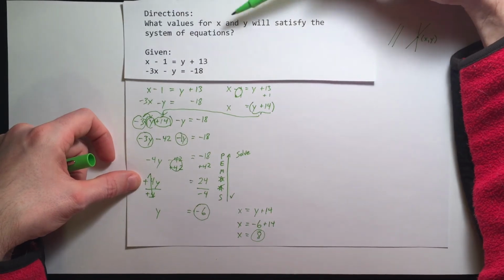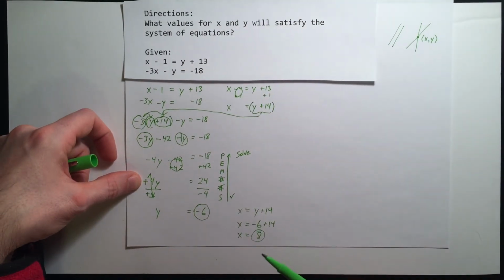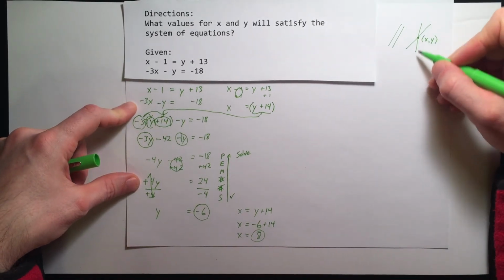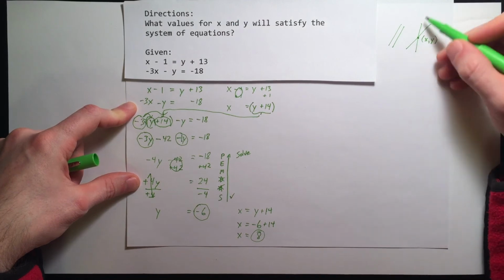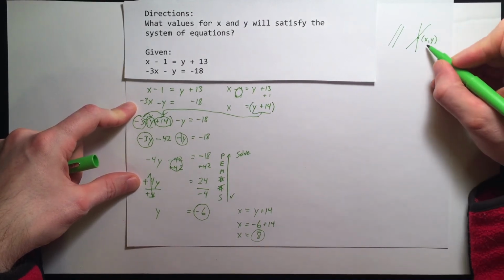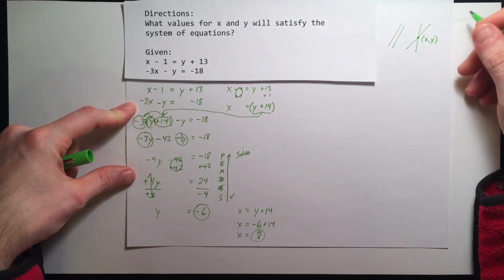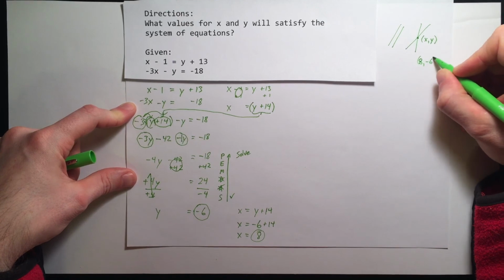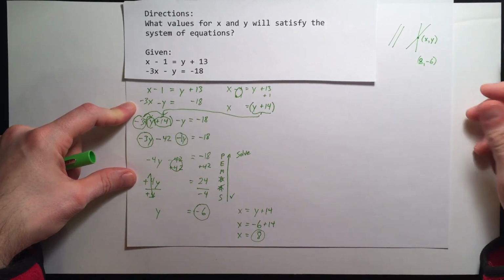So I've got my two values for x and y. 8 for x, negative 6 for y. And those are where, if we were to graph these two equations and made two straight lines on a graph, that would be the coordinates of the point where those two lines cross. It would be 8 for x, negative 6 for y.